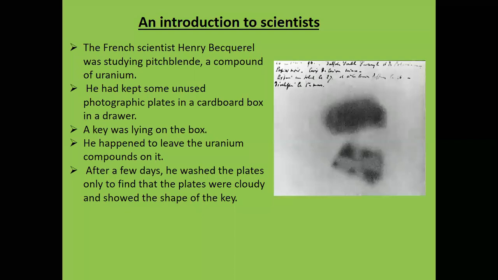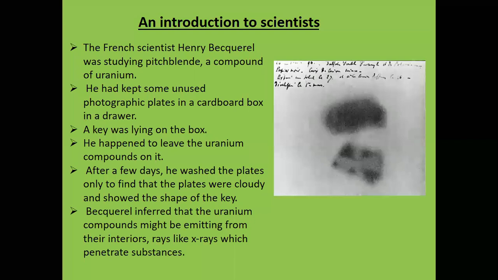The plate had shown the shape of the key, and as this incident occurred in the dark, Becquerel said that the uranium compounds might have something inside them, some kind of radiations which are penetrating the substances. He wasn't actually wanting to conduct this experiment. He was studying about radioactivity, but accidentally he found out about X-rays. So Becquerel inferred that uranium compounds might have something from inside.